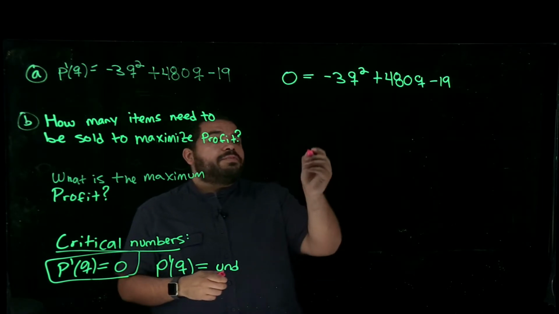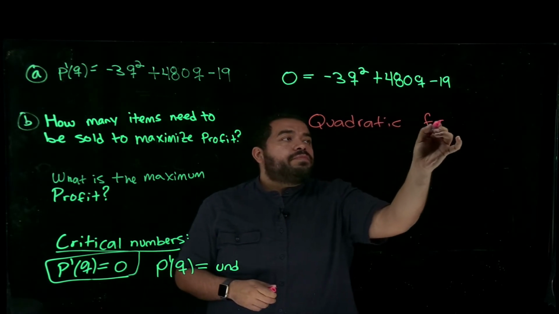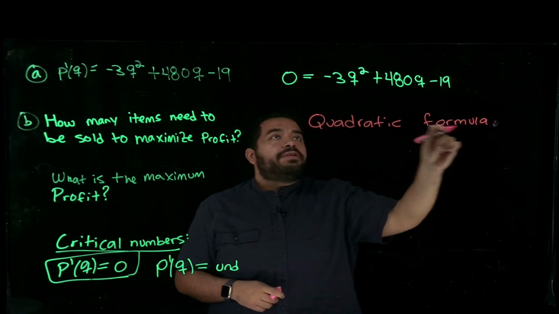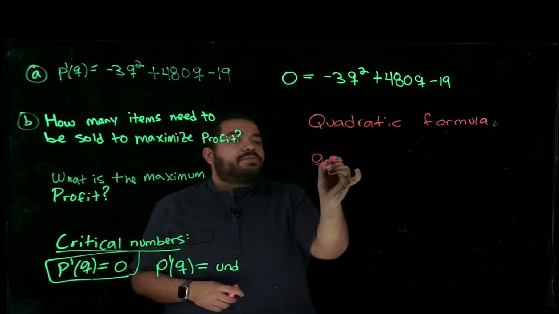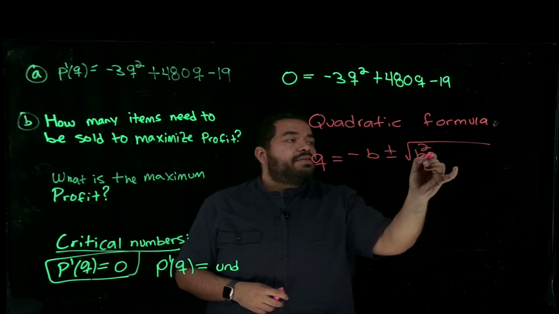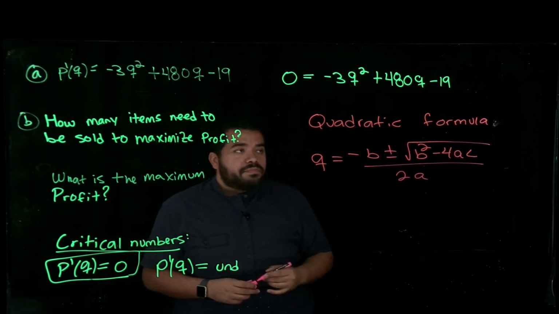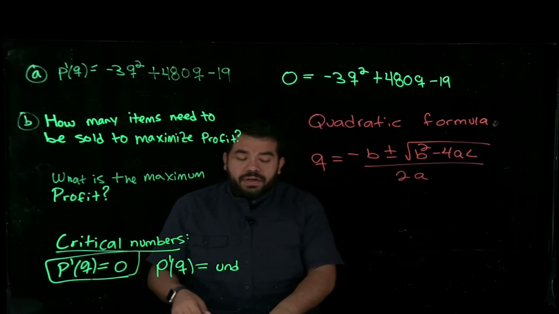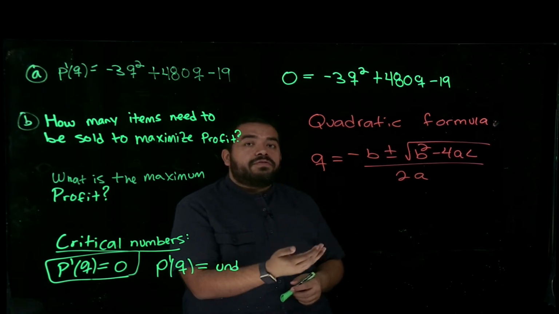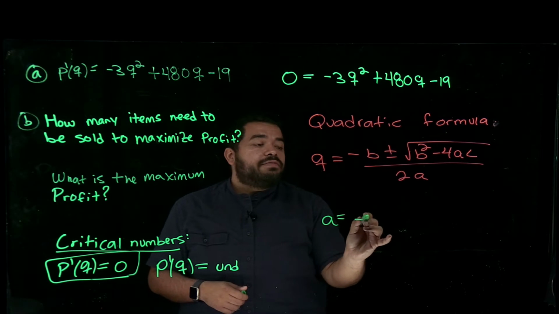So if we remember the quadratic formula, I'll go ahead and write it here. For this case, because we're doing it in terms of q, this is what we want to remember: negative b plus or minus the square root of b squared minus 4ac, all over 2a. This will be a long process, so let's do it part by part. The first thing we want to focus on is identifying your a, b, and c. Looking at this function, I have a is equal to negative 3.